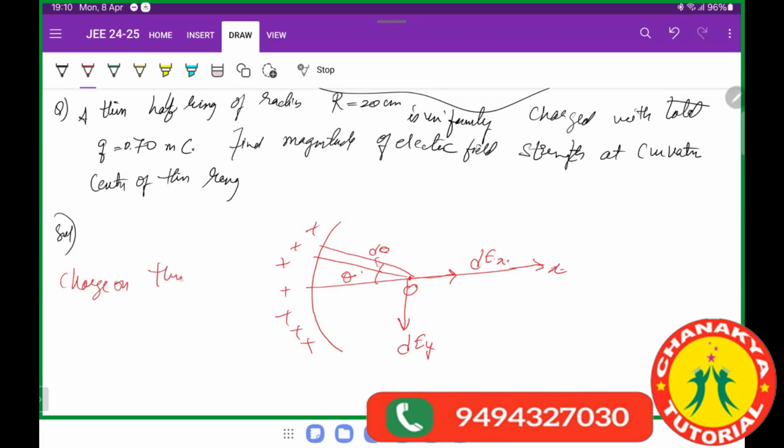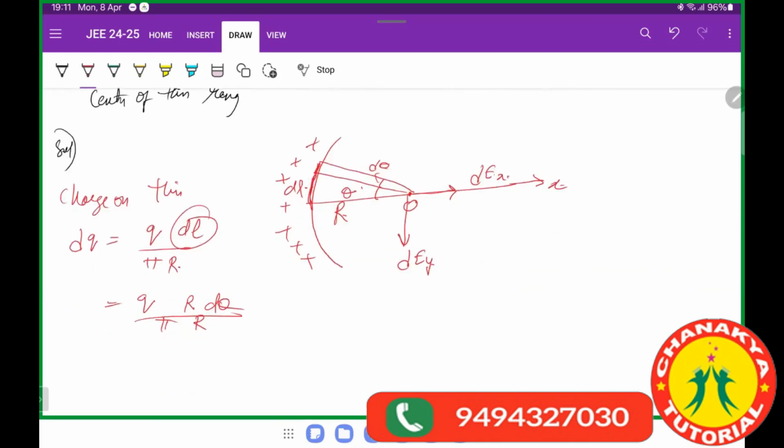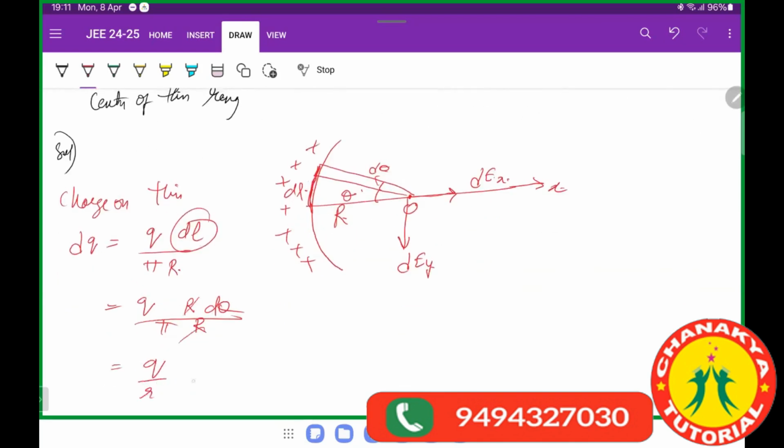Okay, so if you want to find the charge on this element, whatever element it is, what will we do? Small charge dq equals Q dl by pi r. Now, for dl, this is your dl here, small length dl. To find this arc, it is radius into theta. So we'll get Q R d theta by pi R. R cancels. So dq equals Q by pi d theta.